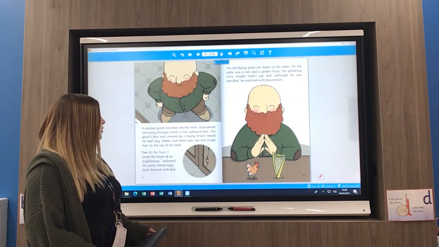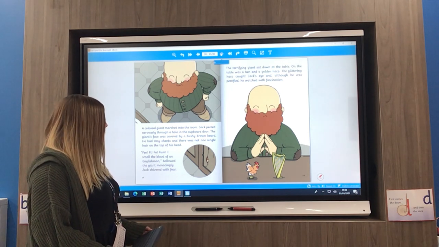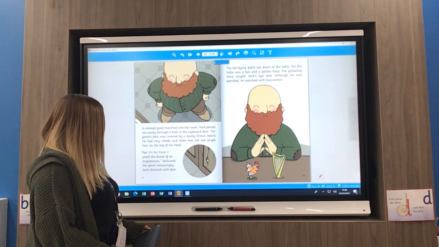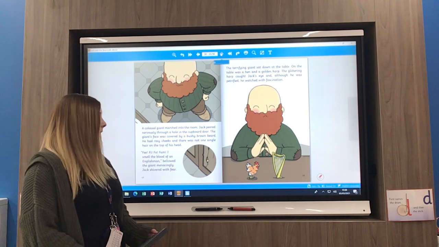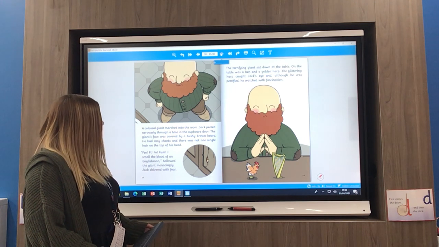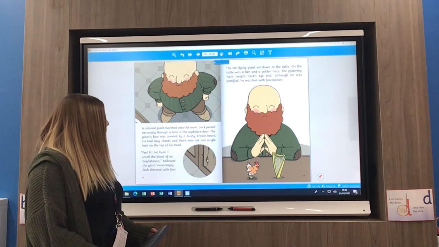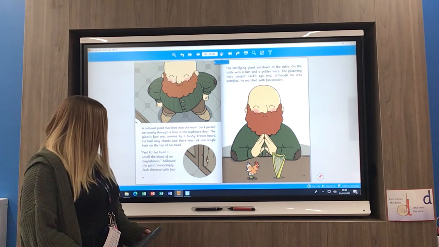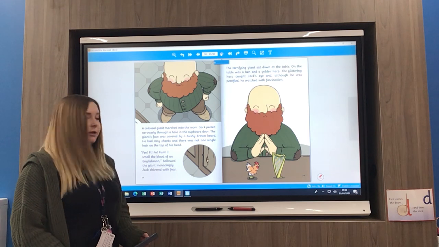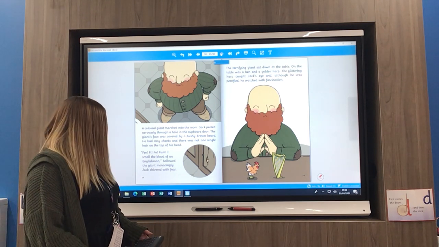A colossal giant marched into the room. Jack peered nervously through a hole in the cupboard door. The giant's face was covered by a bushy brown beard. He had rosy cheeks, and there was not a single hair on the top of his head. Fee, fi, fo, fum. I smell the blood of an Englishman, bellowed the giant menacingly.